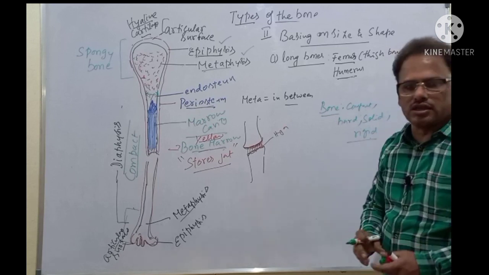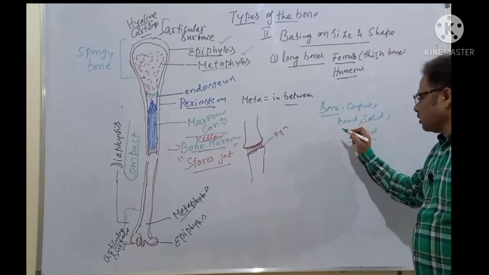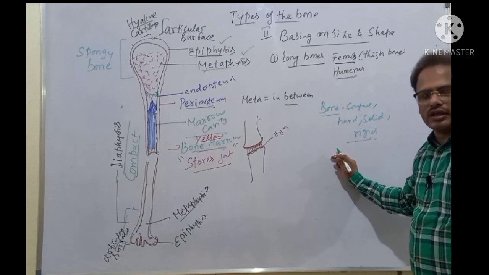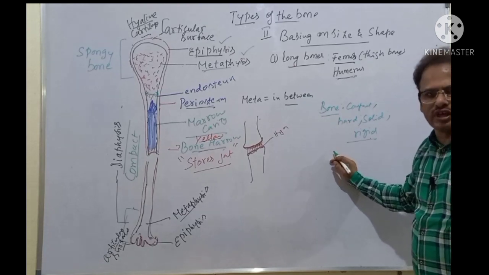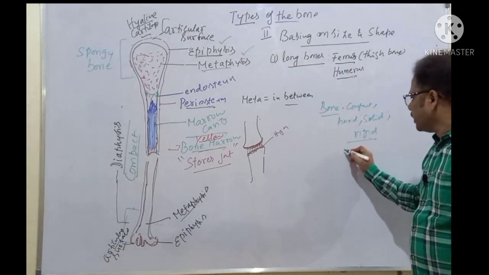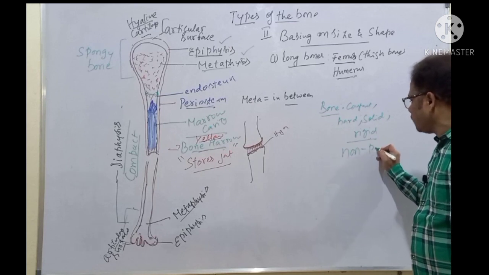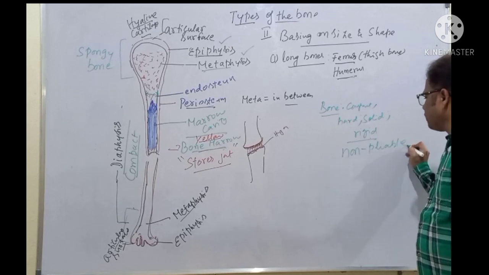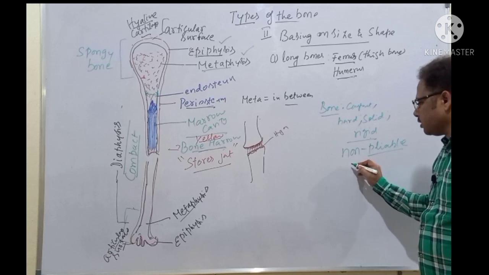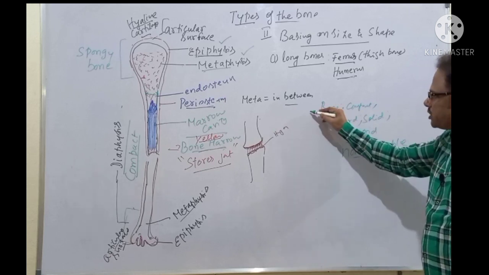Whereas the cartilage is hard, but pliable. A little bit of flexibility is there for the cartilage. But this bone is non-pliable, non-flexible. Non-pliable means no flexibility is there. So how can you describe the bone?